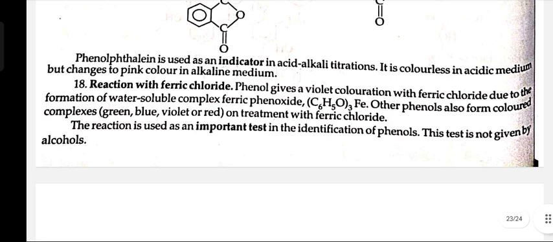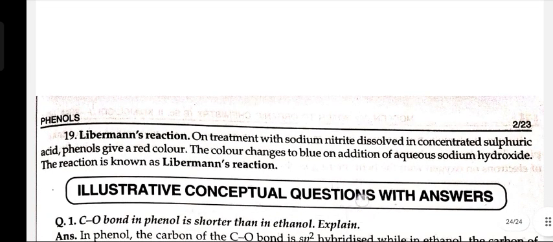Reaction with ferric chloride. Phenol gives a violet coloration with ferric chloride due to the formation of a water-soluble complex, that is ferric phenoxide. Other phenols also form colored complexes, green, blue or violet, on treatment with ferric chloride. This reaction is used as an important test in the identification of phenols. This test is not given by alcohols.